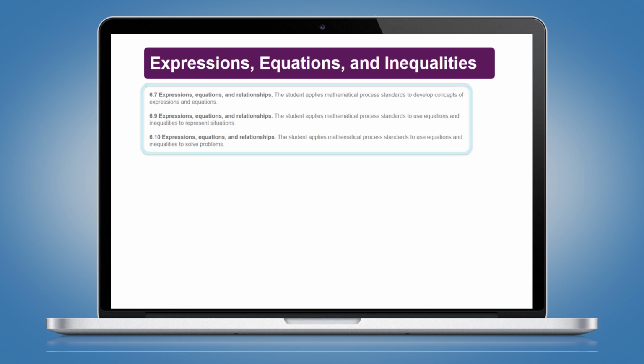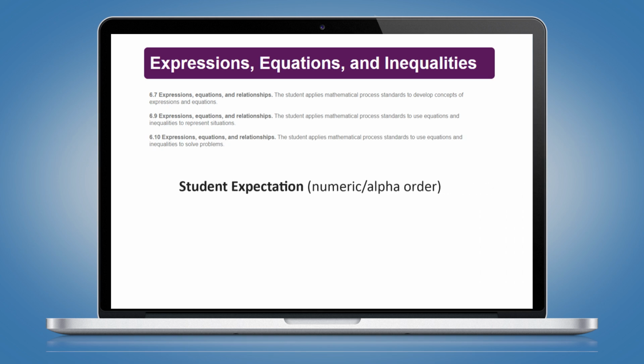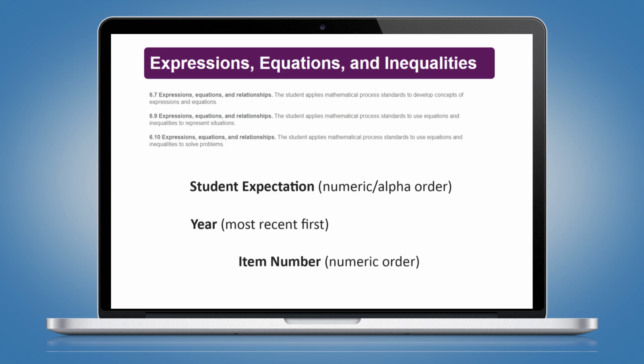Now, a quick note on how the items are sorted. Since we chose to search by text cluster, the items are sorted by student expectation from within that cluster in numeric alpha order. All items for each student expectation are then sorted by year, beginning with the most recent year. Finally, if there is more than one item in the same year, the items are displayed in sequential numeric order.